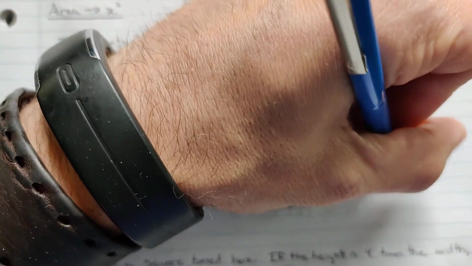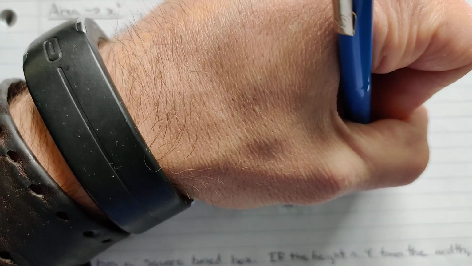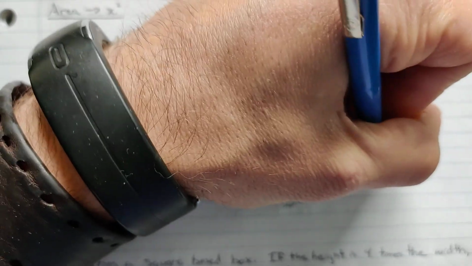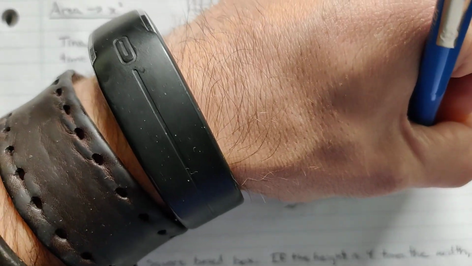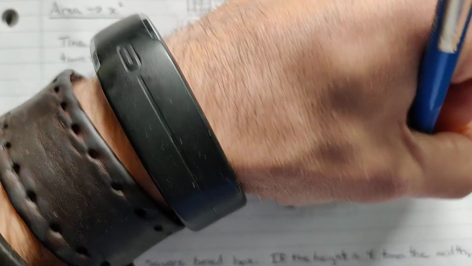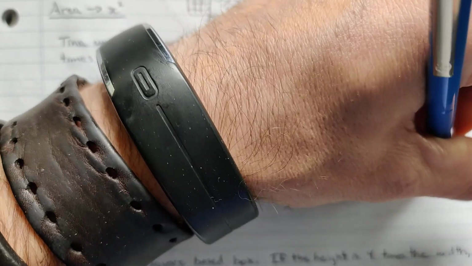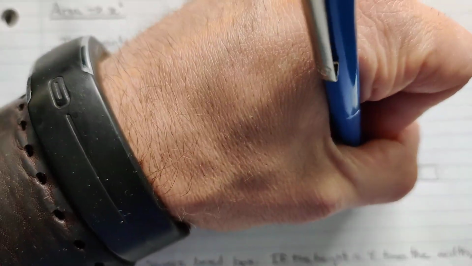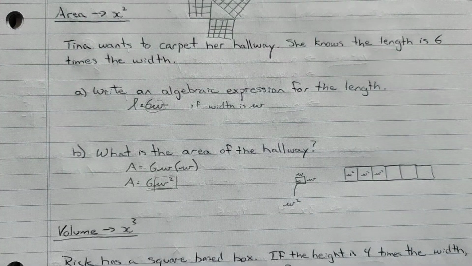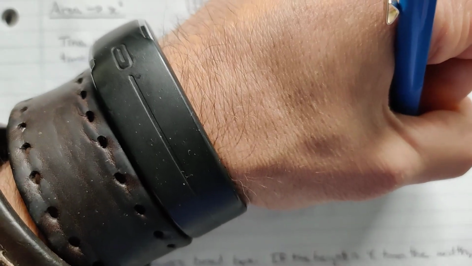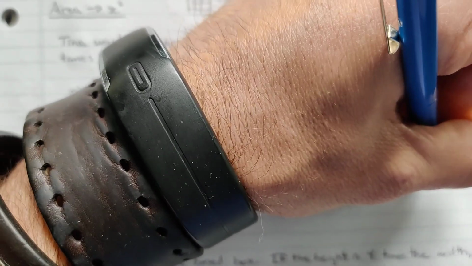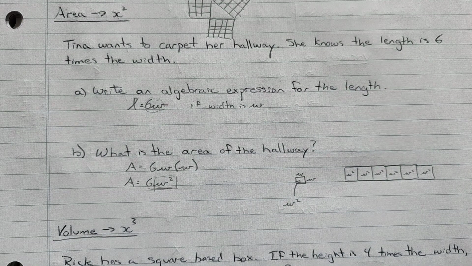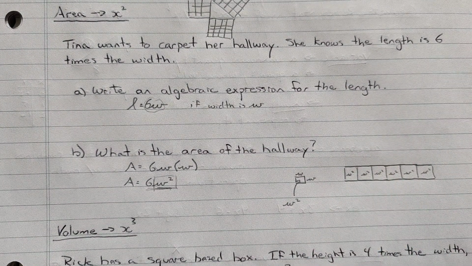So maybe her hallway looks like this. 1, 2, 3. We got to make that longer. 4, 5, and 6. So there's a representation for the hallway. Each of these is W squared, W squared, W squared, and so on. And so each of those little squares is W squared, and we have a visual representation. So when we say 6W squared, we're actually talking about 6 squares that are made up of W by W.